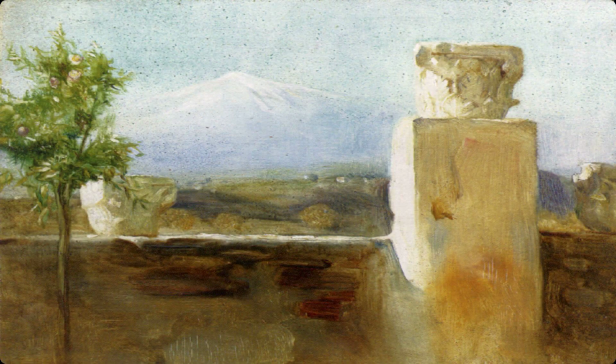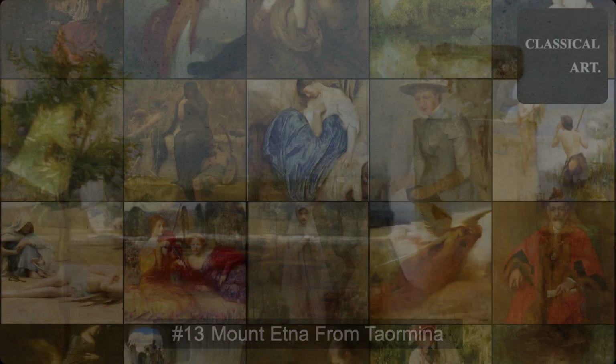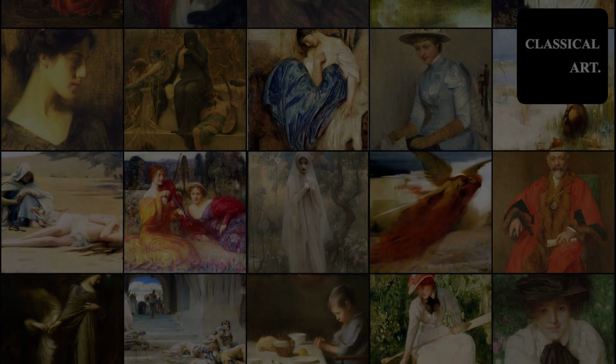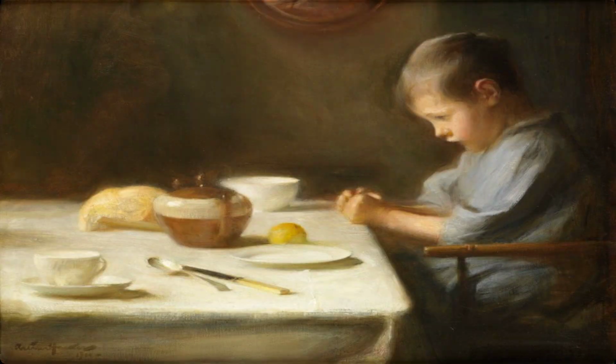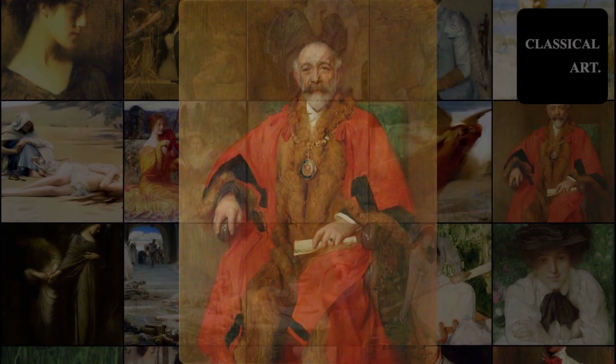Hacker began his career with a focus on genre and historical paintings. His early works often depicted scenes from literature and history, rendered in a highly detailed academic style. One of his first significant successes was The Waters of Babylon, 1888, which was exhibited at the Royal Academy and showcased his ability to combine dramatic narratives with rich, evocative landscapes.